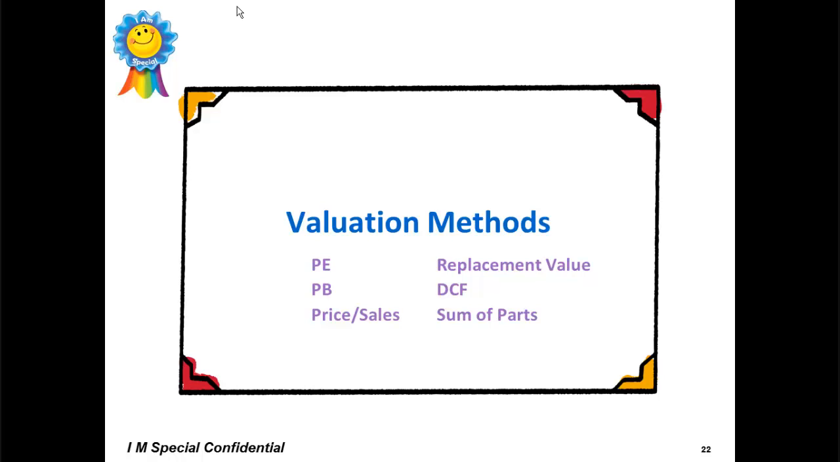Okay, valuation methods. We have already understood different types of stocks: growth stocks and value stocks. In growth stocks, we found three categories: fast growers, stalwarts, and slow movers. In value plays, we found asset play, turnaround, and cyclicals. Now it is very important to understand what kind of valuation metrics we apply to these stocks. Again, we have different kinds of valuation metrics. We have PE, price to book, price to sales, replacement value, DCF, and sum of the parts method.